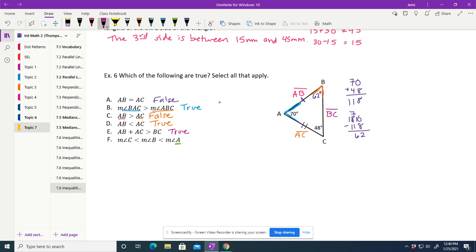And then the last one, are these in decreasing order? So how big is angle C? That's 48. Angle B is 62, and angle A is 70. That looks good. That looks true to me.